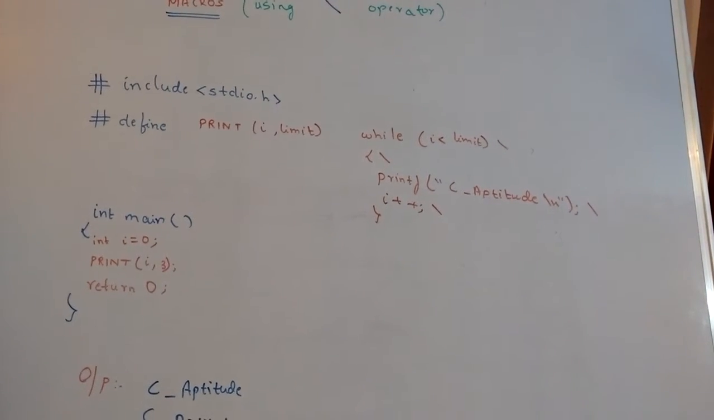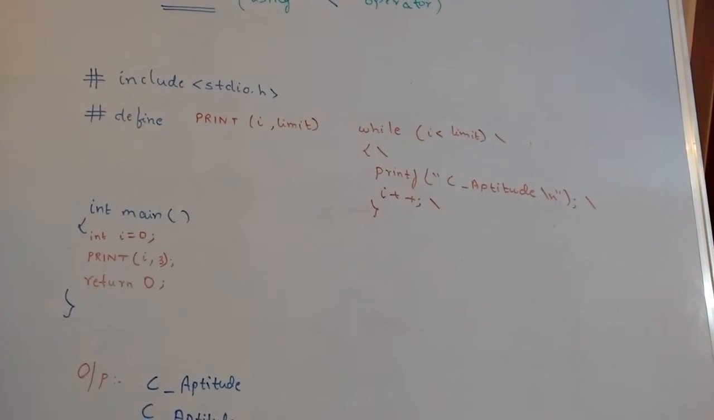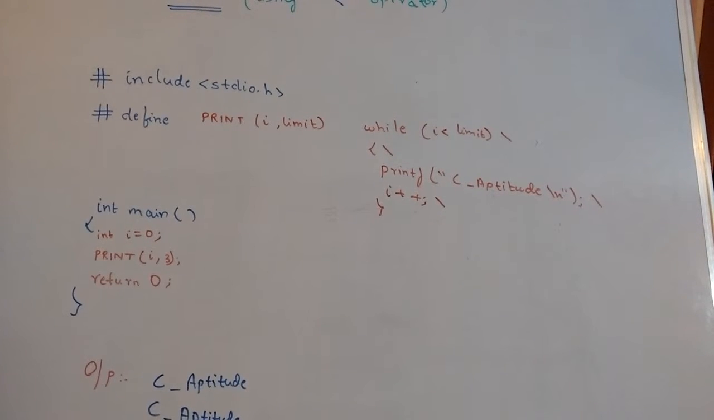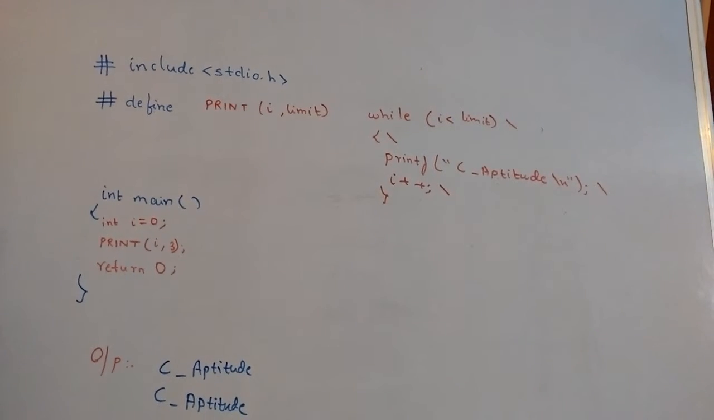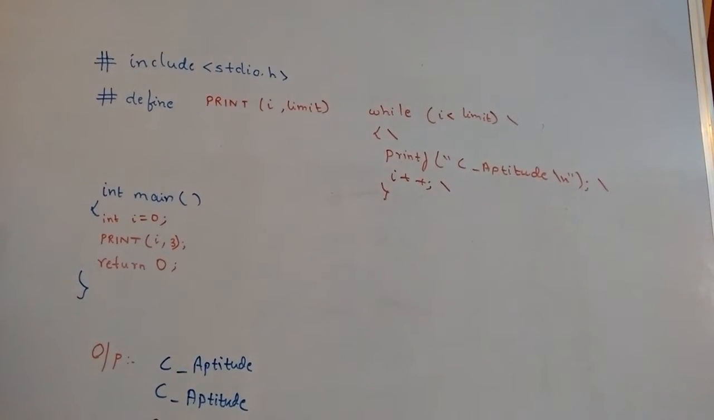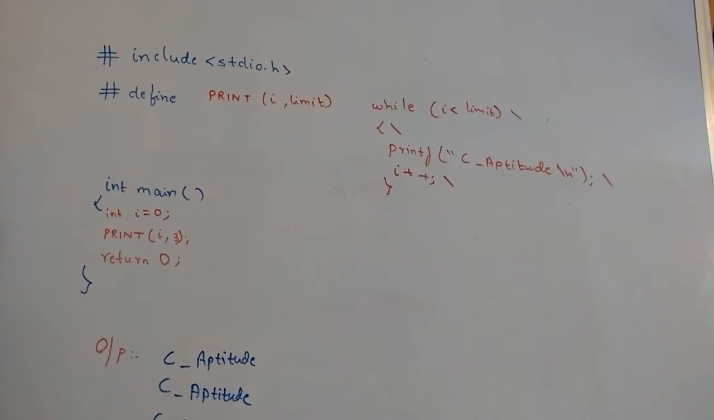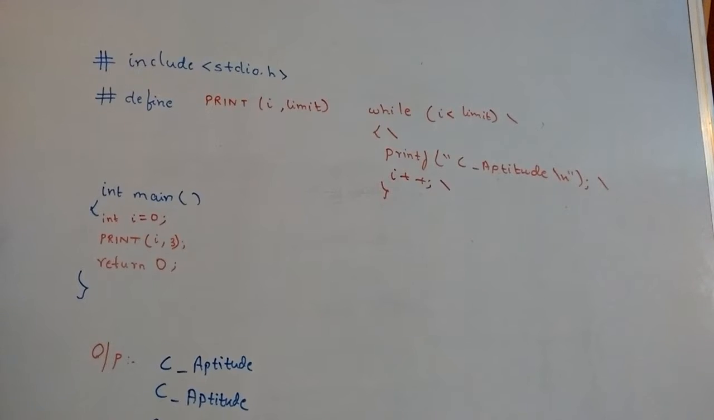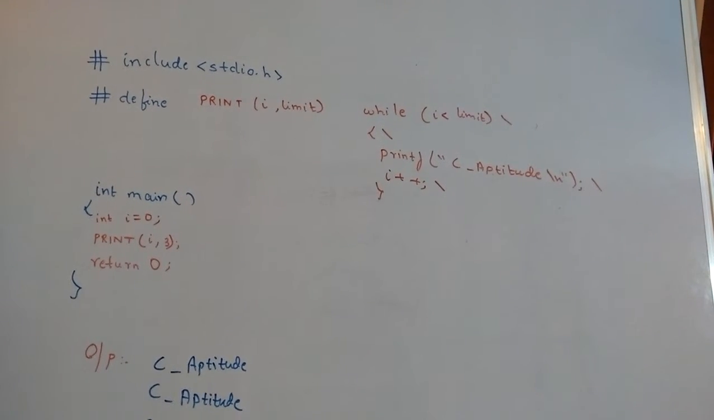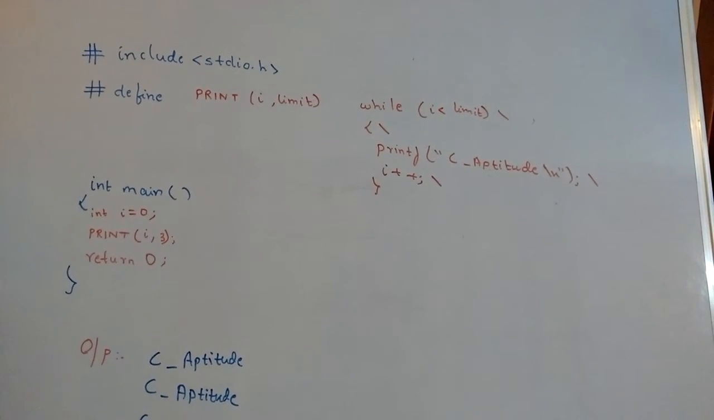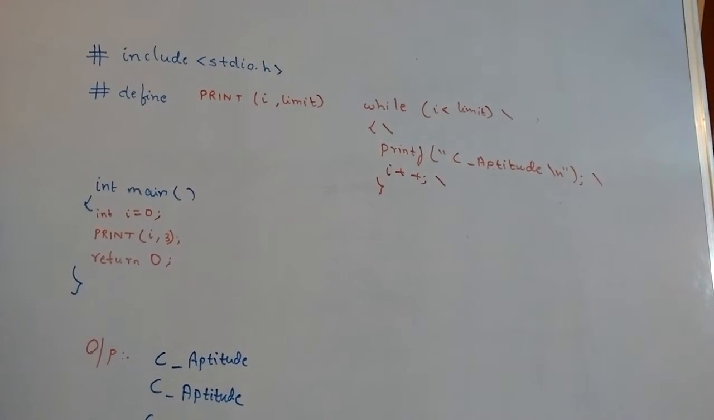I hope this is completely clear to you. Then the main function is a simple function where I initialize i to 0 and then I call the macro by saying print(i, 3). So the i value initially is 0, so it would print 3 times. In other words, the while loop would be executed 3 times. That is what would happen.